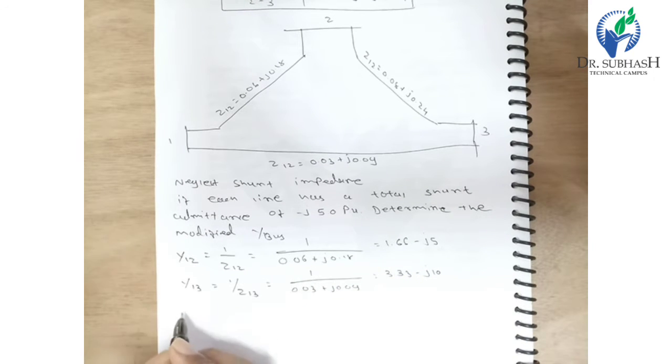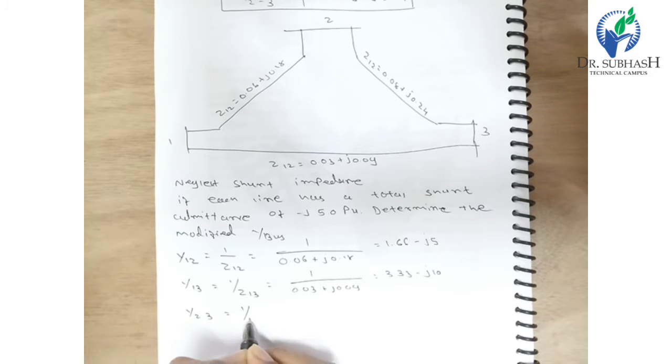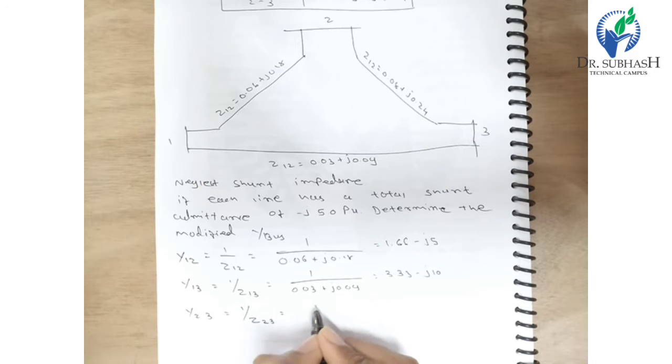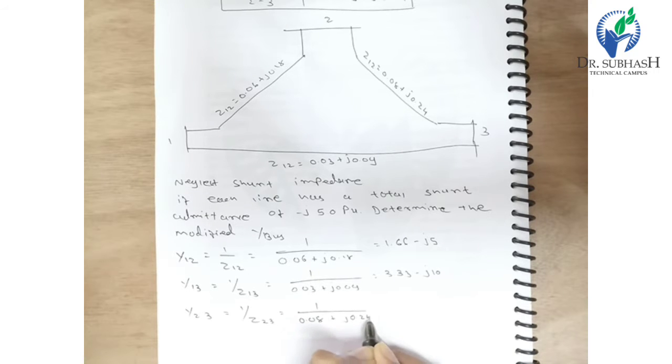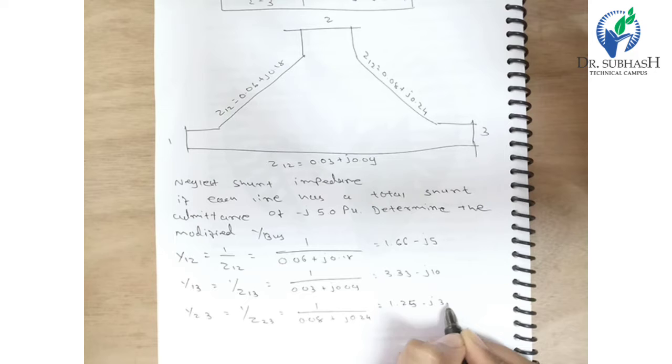The admittance of Y23 is equal to 1 upon impedance Z23. The value is 0.08 plus j into 0.24. So the output is 1.25 minus j into 3.75.